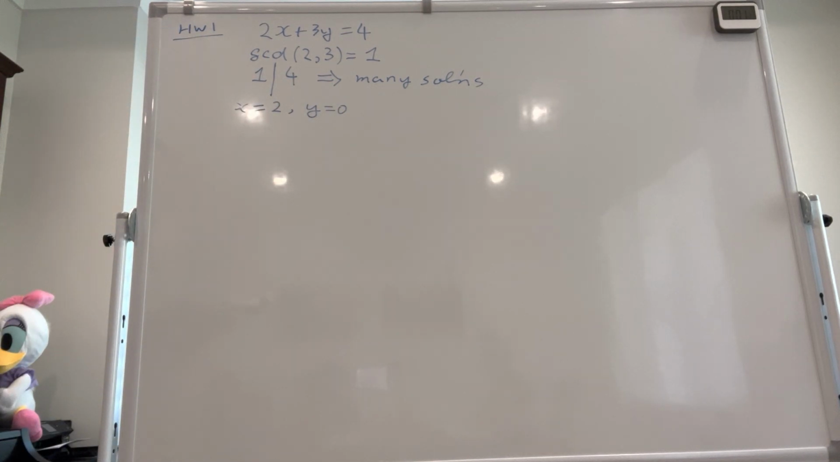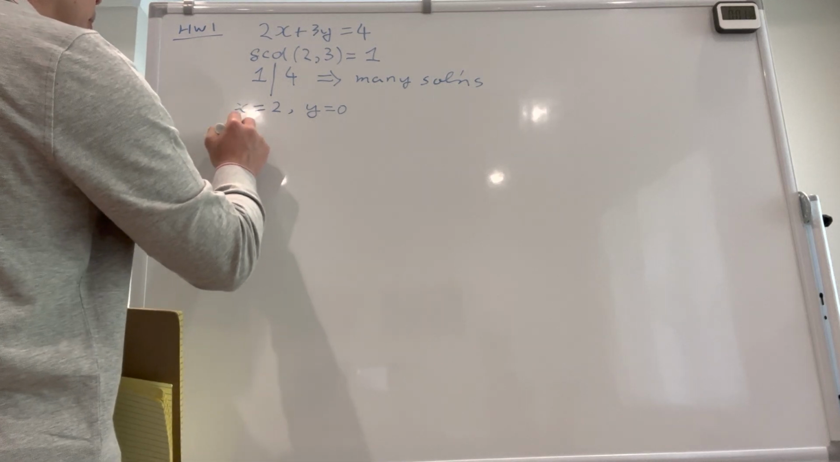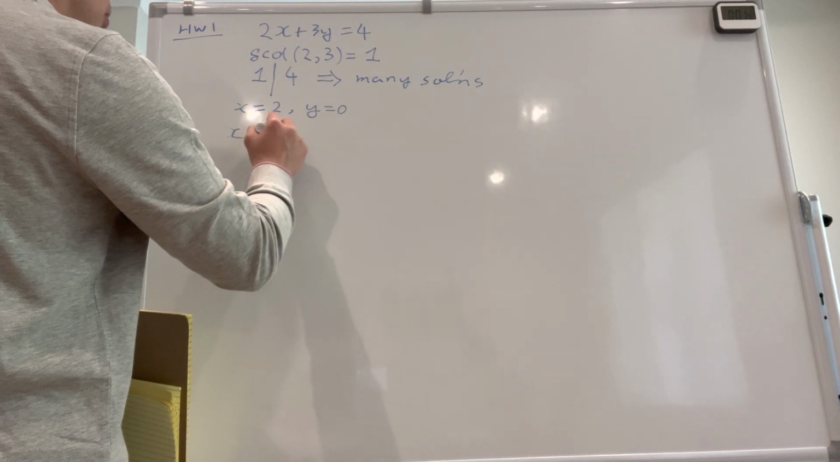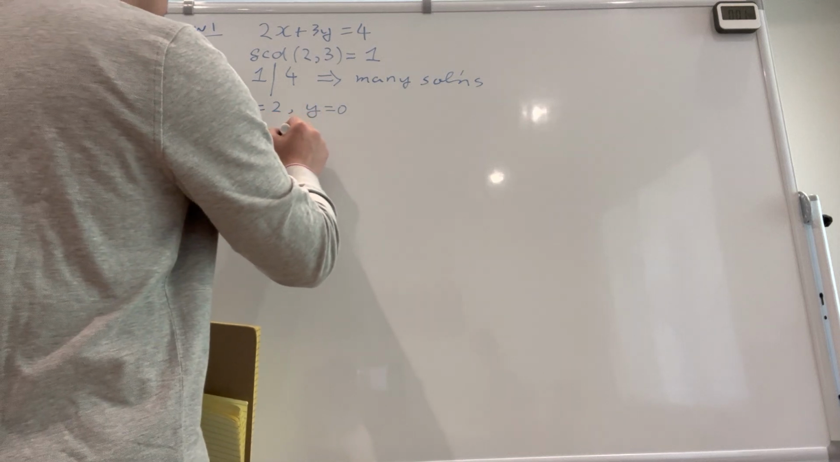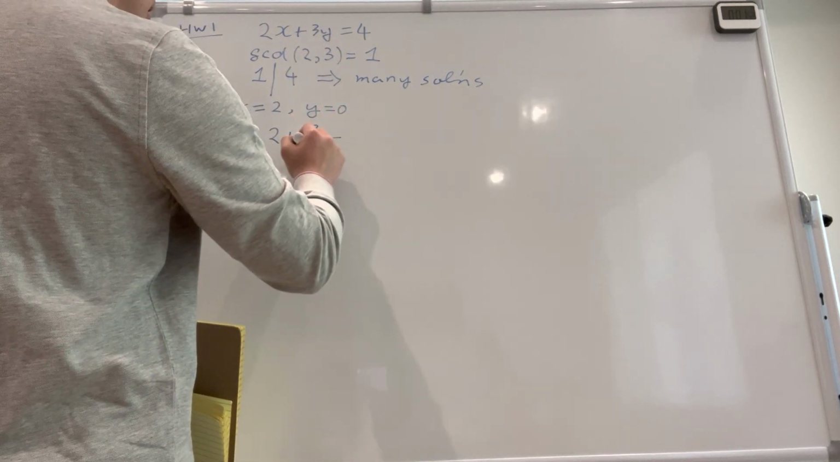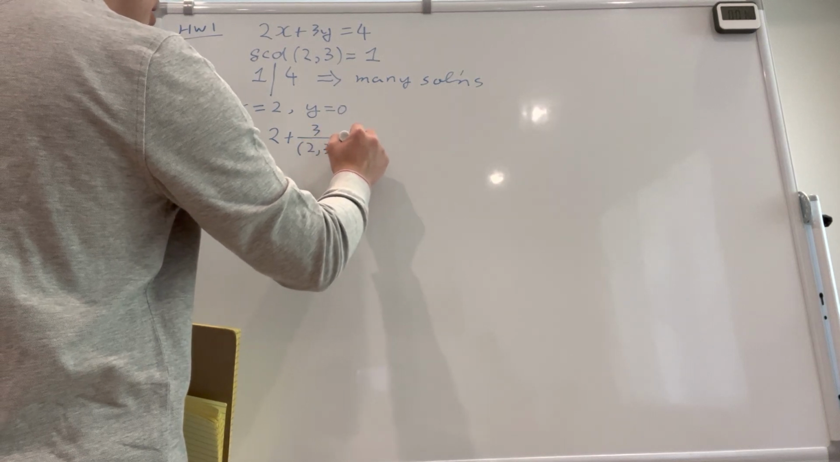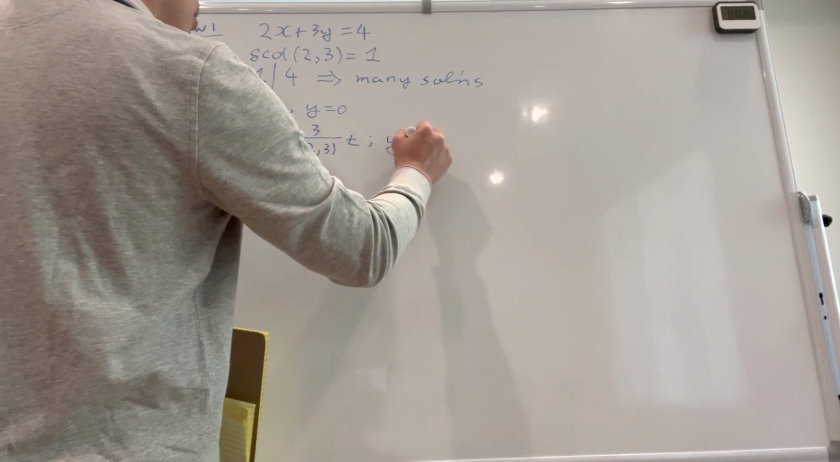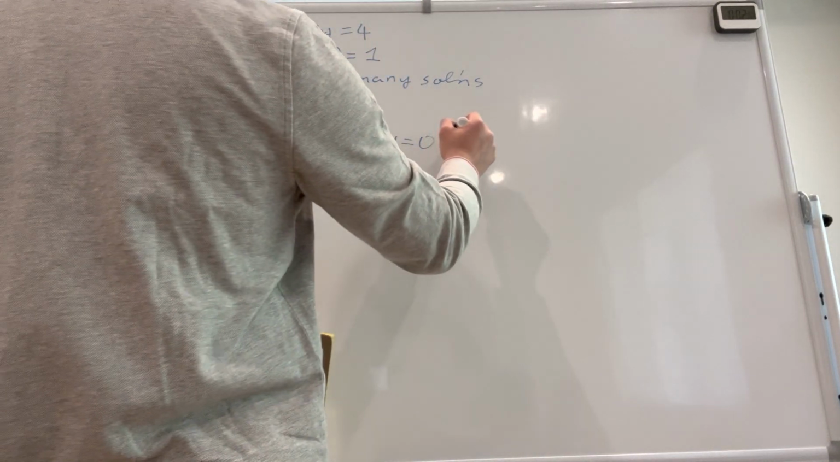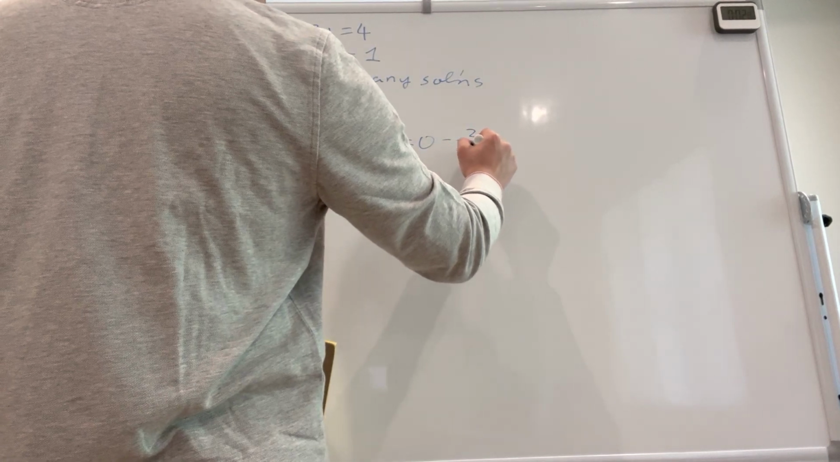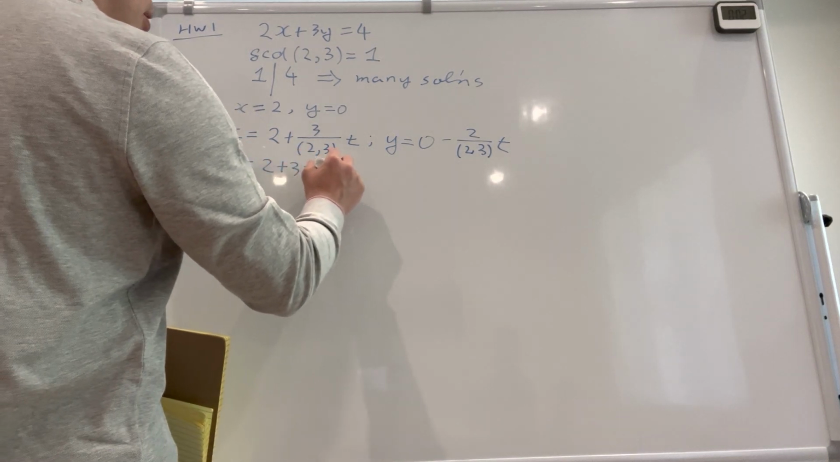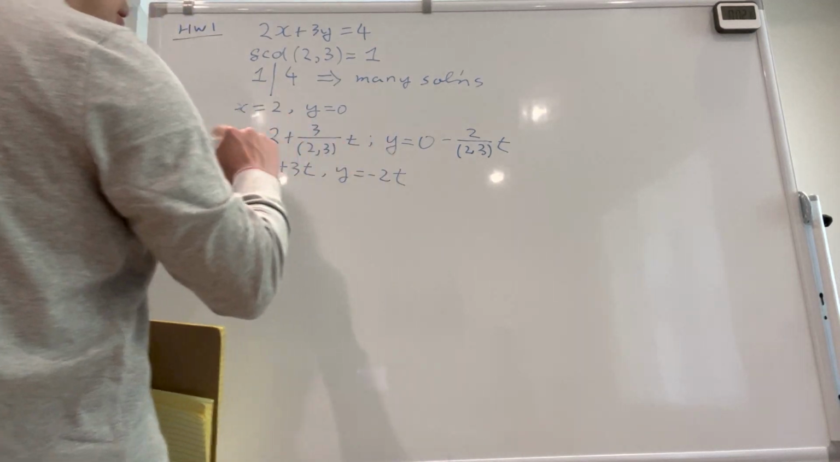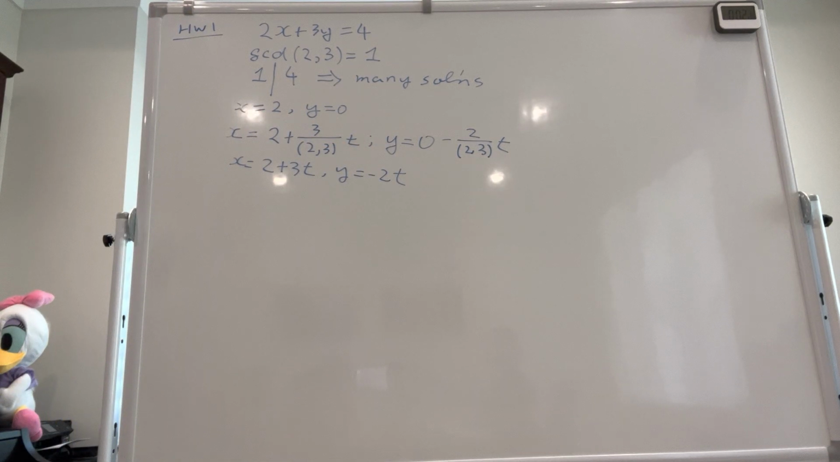If you look at the notes, it will basically tell you what the solution is. x is equal to 2 plus 3t, and y is equal to 0 minus 2t, so it's minus 2t. So you just handed in the homework. I haven't seen it, but I assume this is what most of you got.